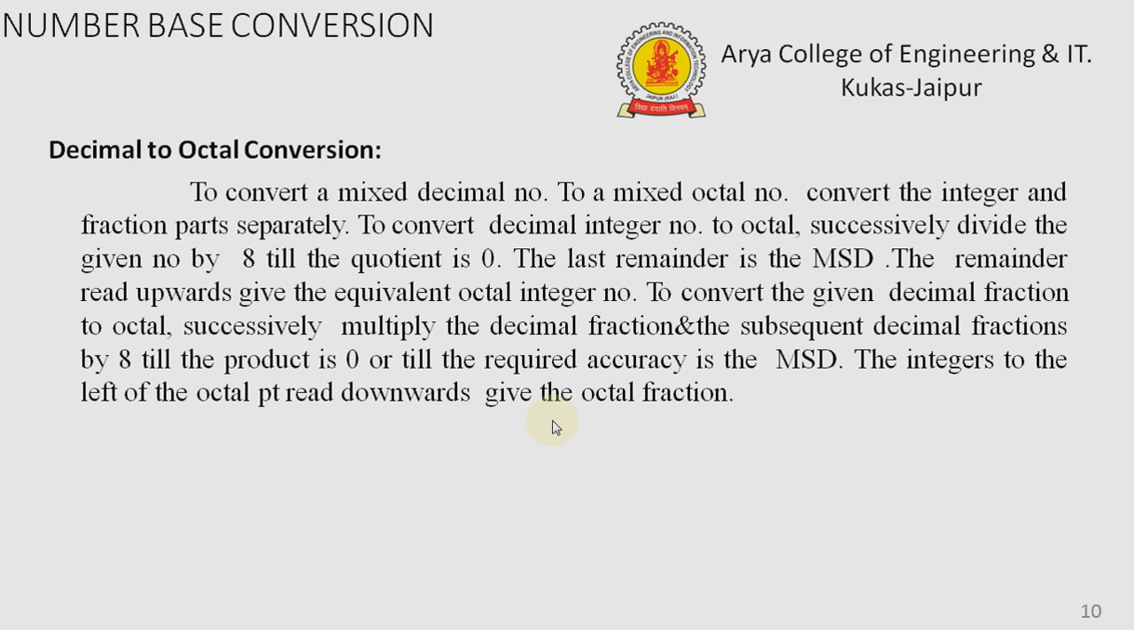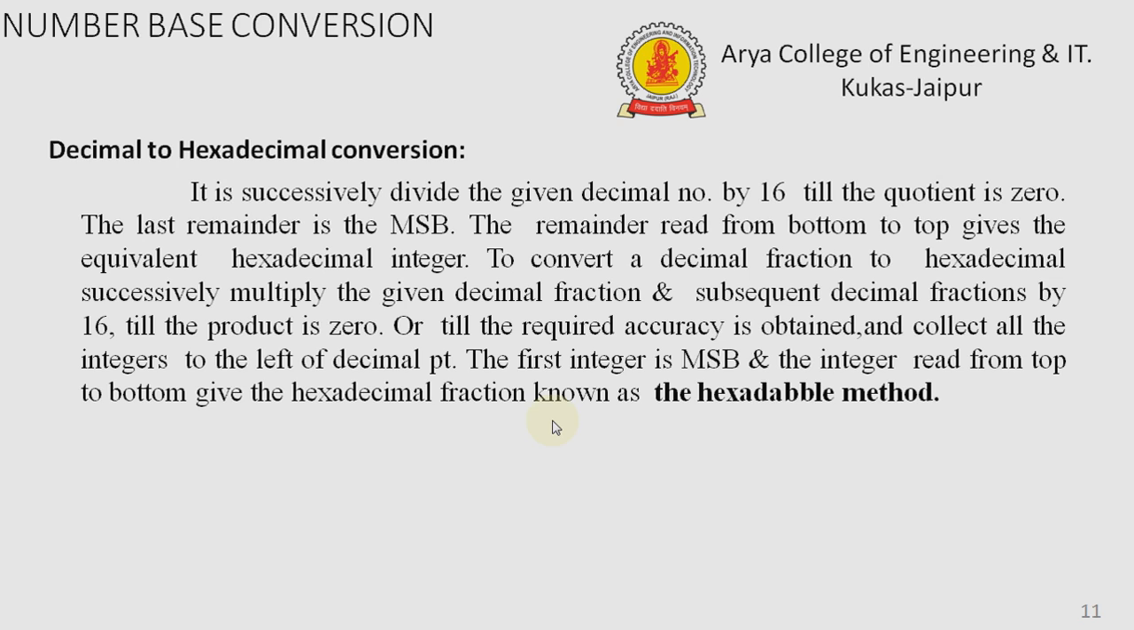To convert the given decimal fraction to octal, successively multiply the decimal fraction and the subsequent decimal fractions by 8 till the product is 0, or till the required accuracy is obtained, the first integer being the MSD. So the integers to the left of the octal point, read downwards, give the octal fraction. So we see here, for the decimal number we go upward from the last remainder, the MSD, and for the fraction we go downwards.